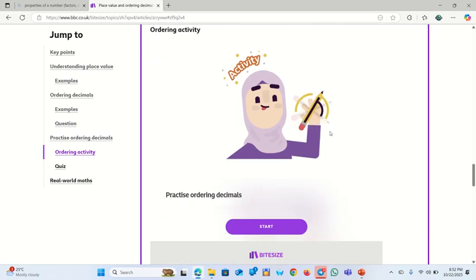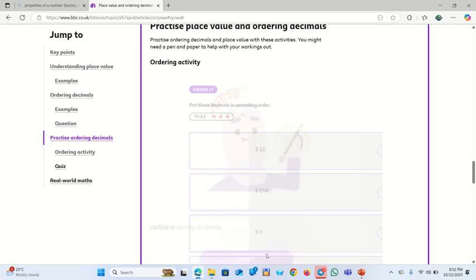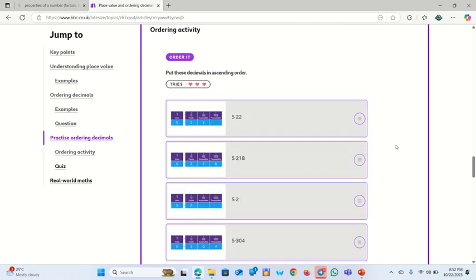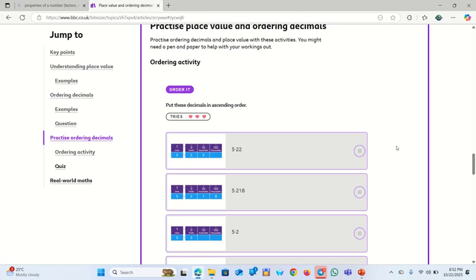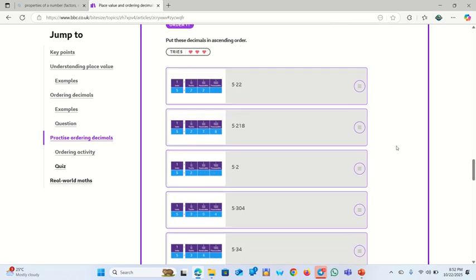Let's quickly practice place value and ordering decimals right here. Are you ready, sir? Okay, let's go. Ordering activity: put these decimals in ascending order.